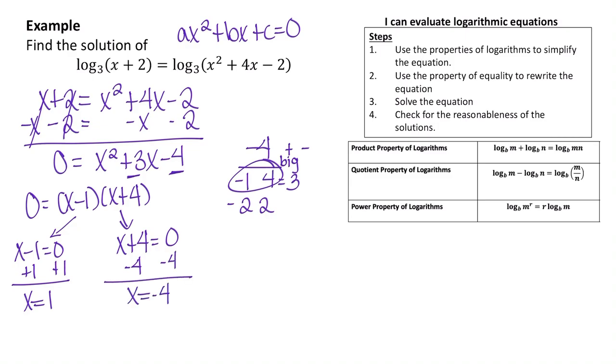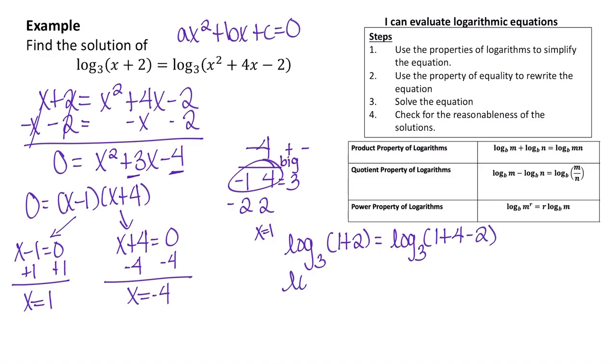So what I can do now is check that both of these solutions are reasonable by plugging back into the original equation. Let's first plug in x equals 1. So I get the log base 3 of 1 plus 2 equals the log base 3 of 1 squared, which is 1, plus 4 times 1, which is 4, minus 2. So I have the log base 3 of 1 plus 2, which is 3, equals the log base 3 of 1 plus 4, which is 5. 5 minus 2 is 3, so that does work out.